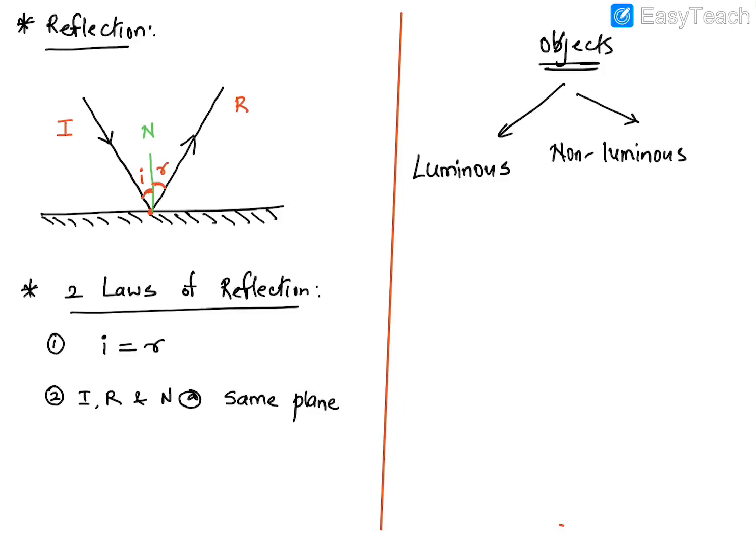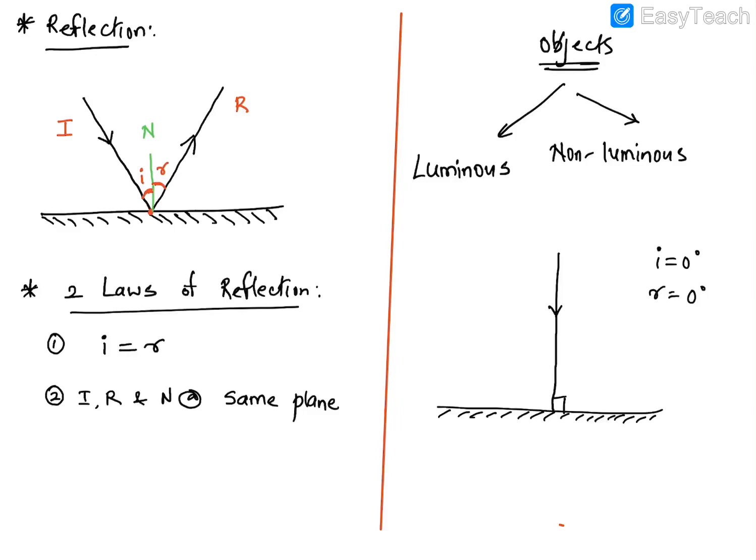Remember that whenever a light ray is falling normally on a surface, that is, it is making a 90 degree angle with this mirror, at that time, what is the angle of incidence? The angle of incidence is equal to 0 degree. What's the angle of reflection? Even that is equal to 0 degree.